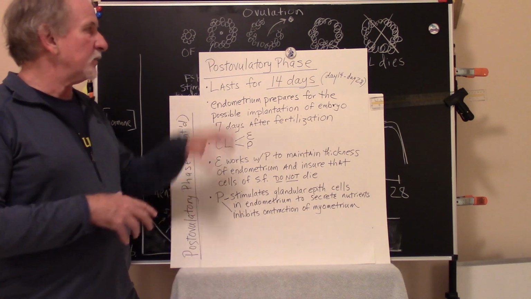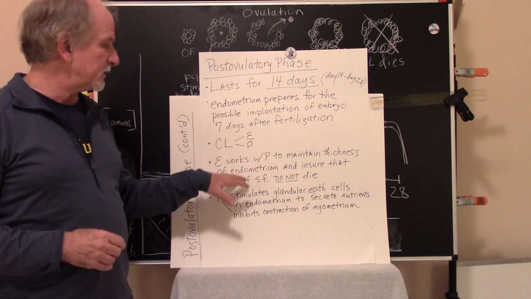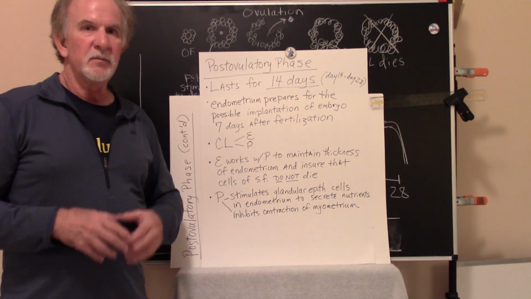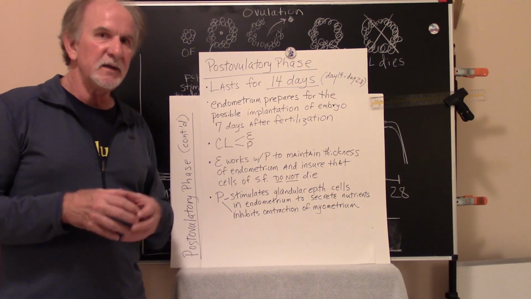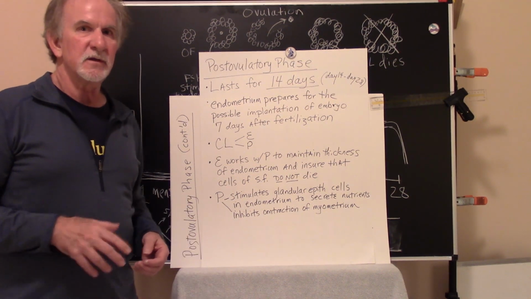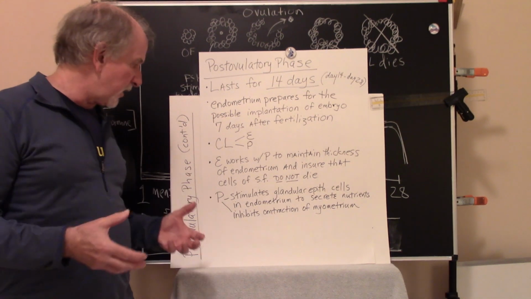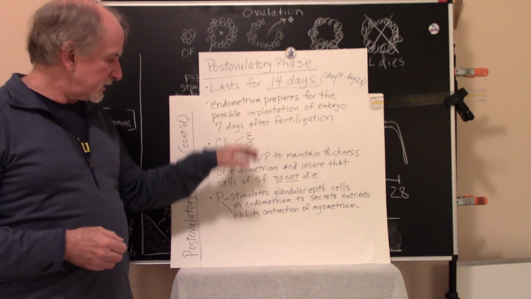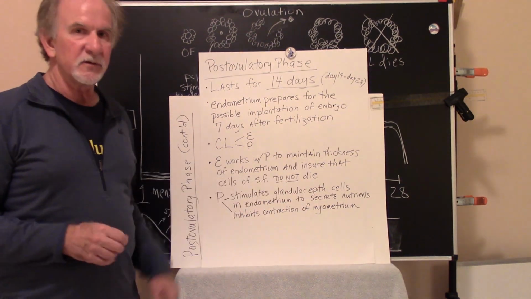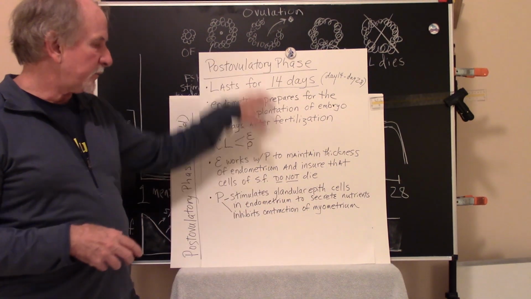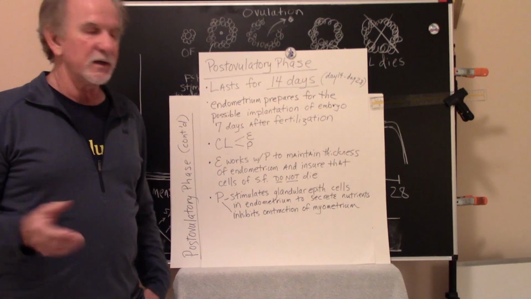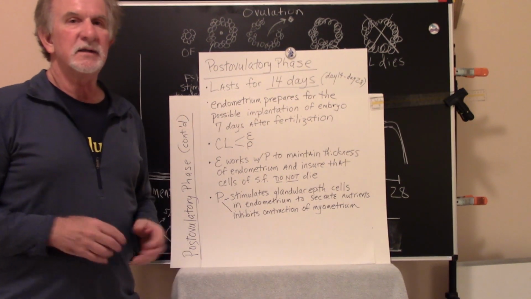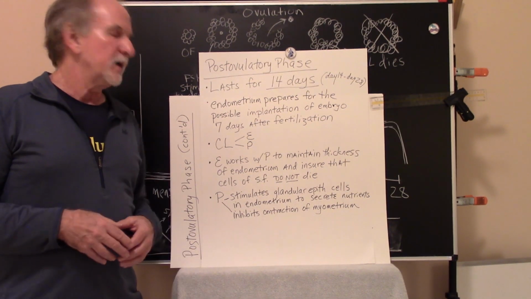Then we're going to find that during the post-ovulatory phase, estrogen works with progesterone to maintain the health of the endometrial cells so that the functional cells won't die and slough off. And progesterone will stimulate glandular epithelial cells in the endometrium during the post-ovulatory phase to secrete nutrients that the embryonic cells need.